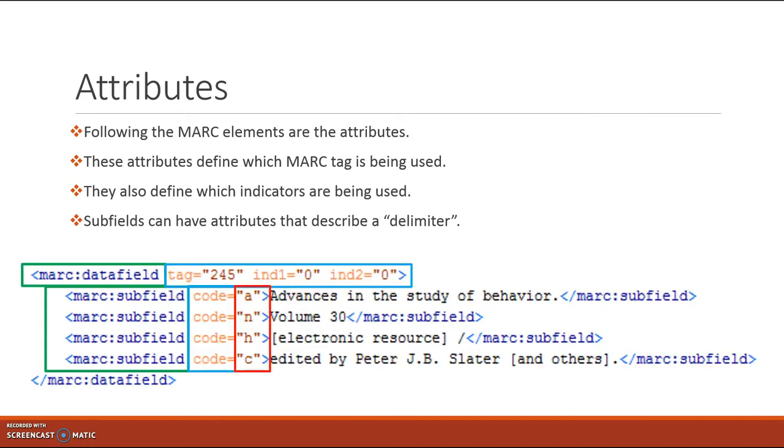Once again, we have the elements in the green boxes. We have the attributes defined in the blue boxes, and specifically over here in the red box, we have the subfields, which are the delimiters, which are describing the 245 field.